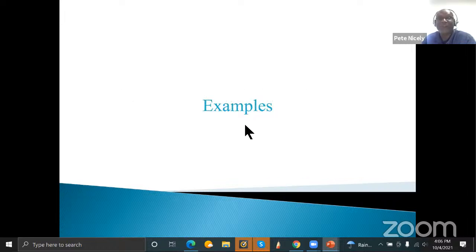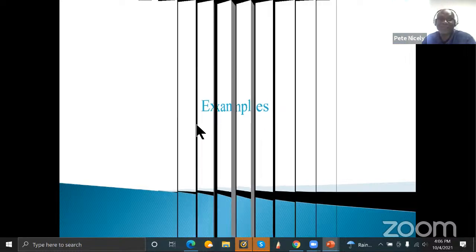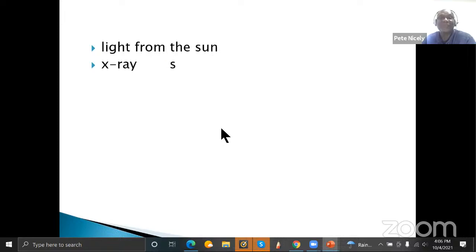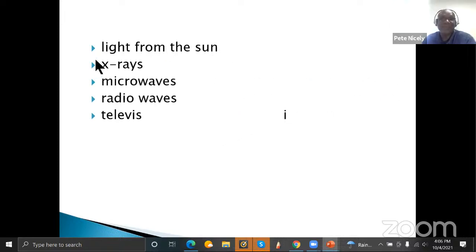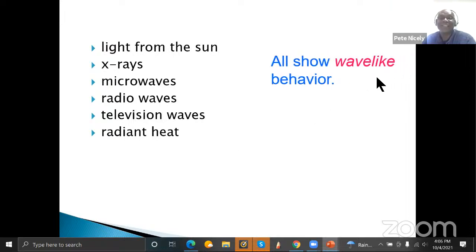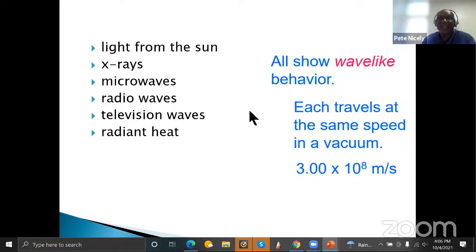Now, before we get to the waveform discussion, you need to understand that there are different types of electromagnetic radiation. And these are listed right here. You have, for example, the light from the sun. You have X-rays, microwaves, radio waves, television waves, and radiant heat. And they all have one thing in common, and that is, as I said before, they show wave-like behavior, all right? So they behave like a wave.